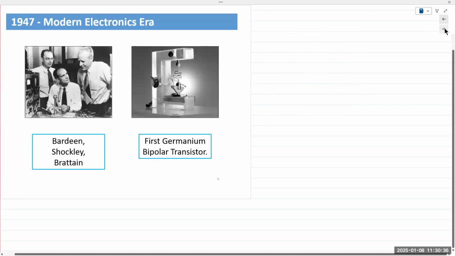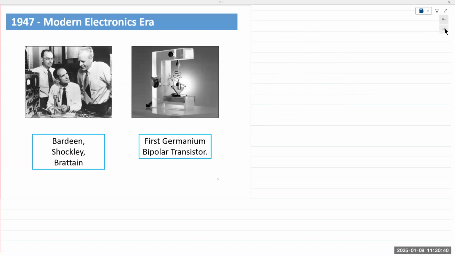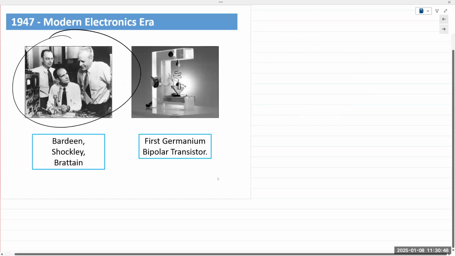So, the modern electronics era. How many have heard or seen this picture before? Maybe not. It's become very famous, actually. As an electrical engineer, you can't escape this image. These two, I would say.